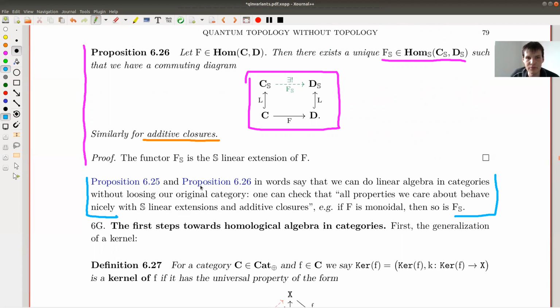In other words, what these two propositions say is you can do linear categories in everything you want without losing your original category. It's still there. All properties you had on your original category will exist in the linear extension and the additive closure. If something is monoidal, then so is its linear extension. If something is pivotal, then so is its additive closure. So there is no reason not to do it. It basically comes for free. It's a free operation. So this is a free lunch. Free lunch theorem.